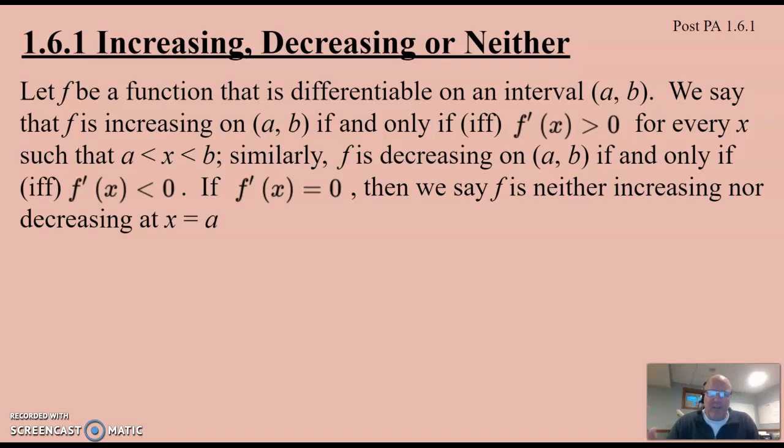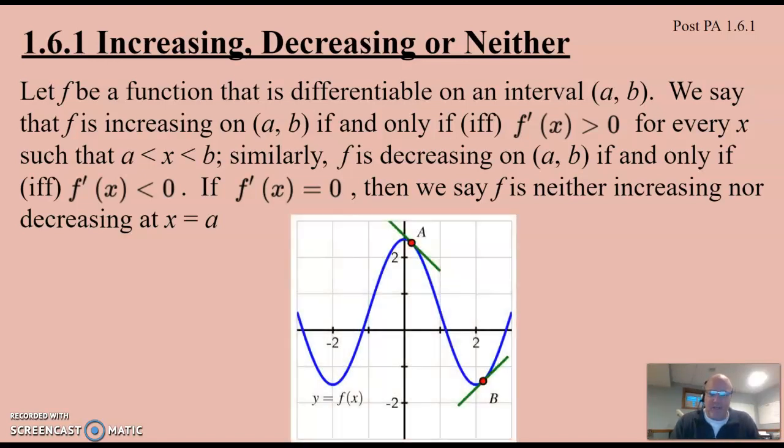Now, the if and only if part means that the theorem goes both ways. So we can say that if a derivative is negative, the function is decreasing. Or we can say if the function is decreasing, then the derivative is negative. That's what if and only if means.